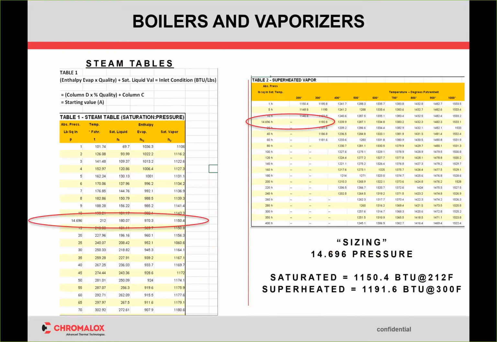1,150 BTUs per pound. So back to that earlier when I was talking about sizing of boilers, they'll say, I need 100 pounds per hour, 50 pounds per hour. That's essentially where that value comes from. And if you raise the temperature, you keep the same pressure, you're superheating the steam. You're adding value to it. And you can see where some of those numbers come from.